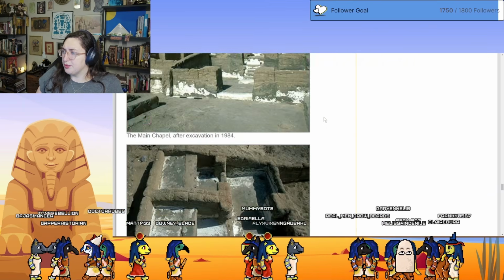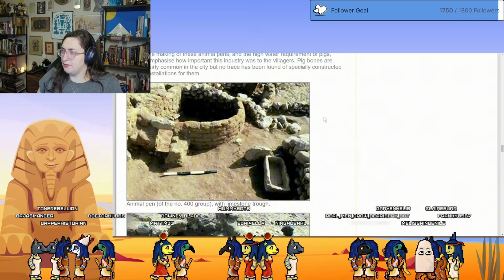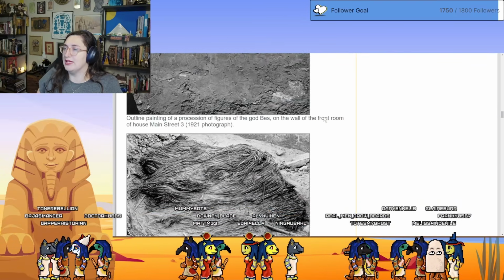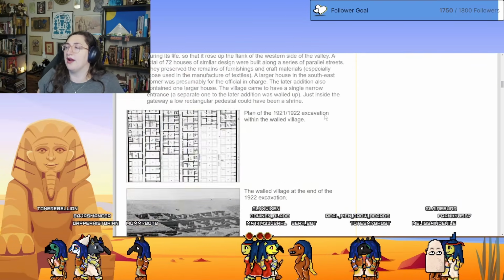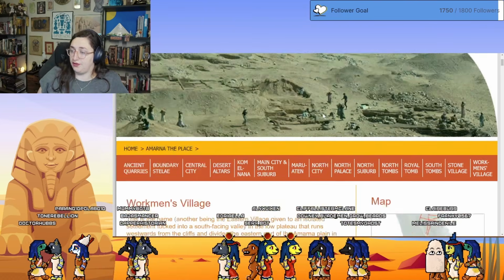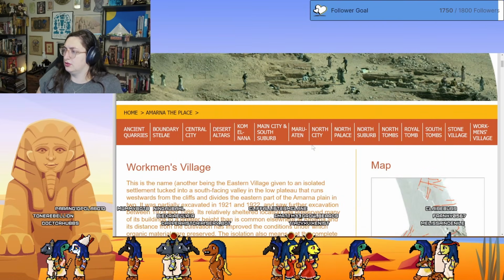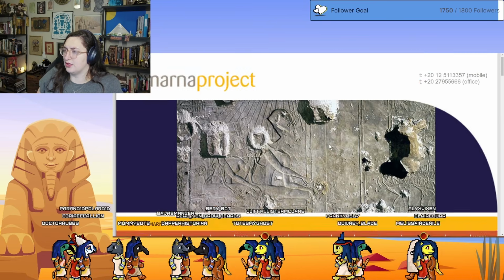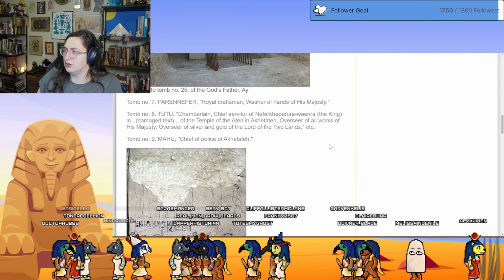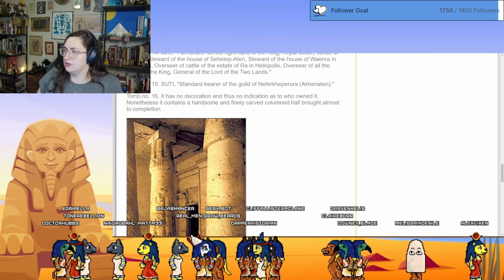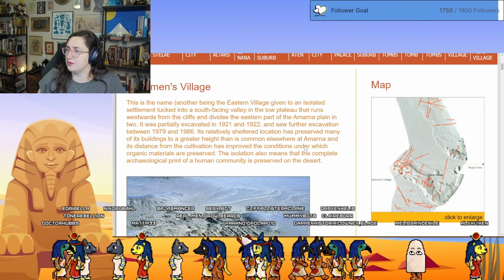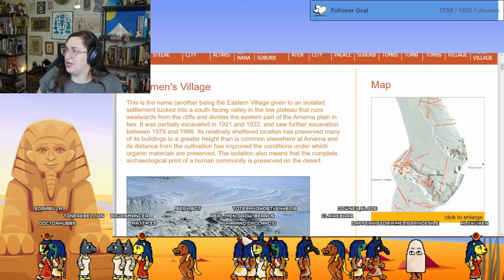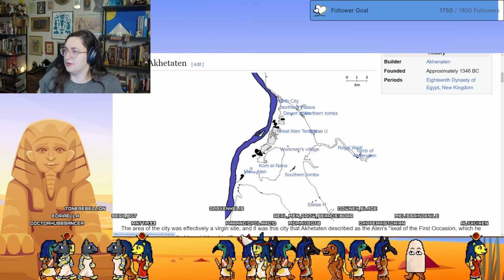And I'm surprised this page doesn't talk about it, but I know that they have, because this is in the area where they found the perfume cone. Unless that was in the South Tombs area. No, because I didn't think that's what it was. But yeah, so that is the workman's village.